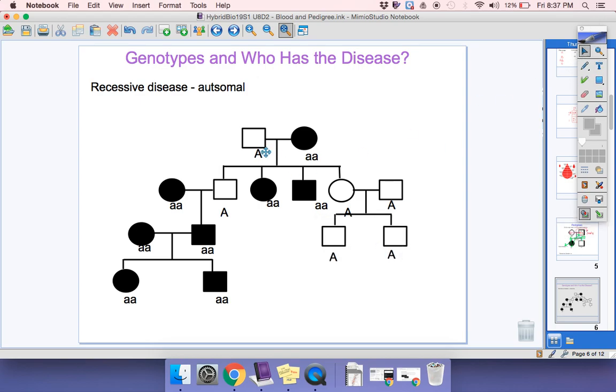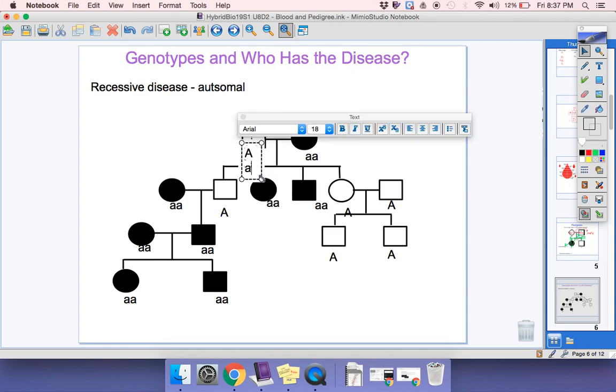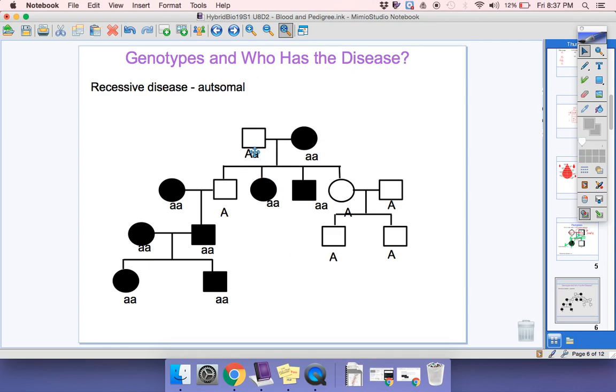Okay. And then we'd have to go back and look. Okay, this man had children with two lowercase a's, meaning that his second letter has to be lowercase. Otherwise, his children couldn't get the recessive disease. Even though the mom has two lowercases, she can only give each kid one of her lowercase letters. So the dad has to be uppercase, lowercase.